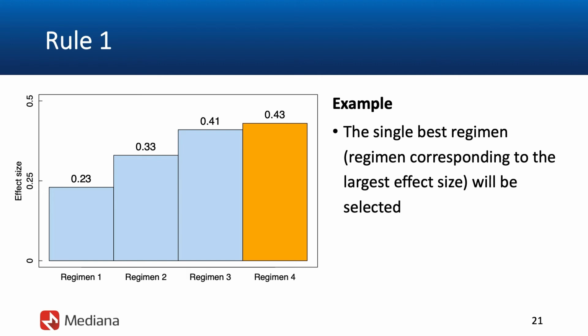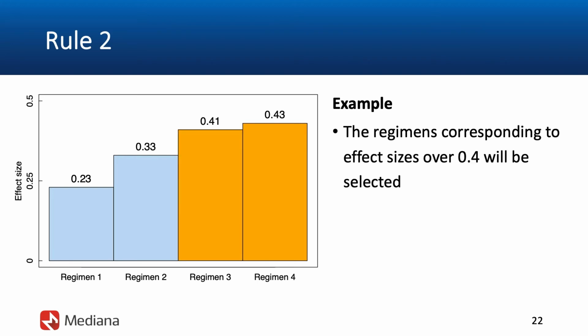What we see on this slide in the context of this particular case study is a figure that shows us the interim effect sizes for each individual regimen. They range from 0.23 all the way up to 0.43. And let us assume that in the context of this rule number 1, the sponsor would like to identify the single best regimen. This would be the regimen that corresponds to the highlighted bar on the right, the regimen corresponding to the largest effect size. This will be the only regimen to be selected at the interim analysis.